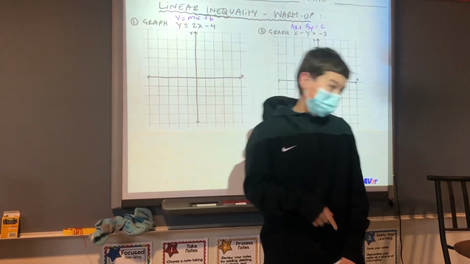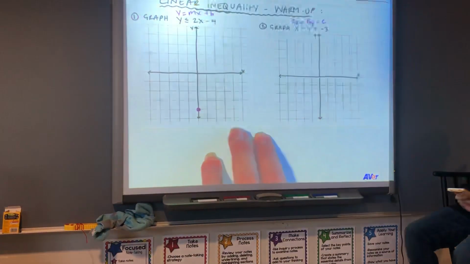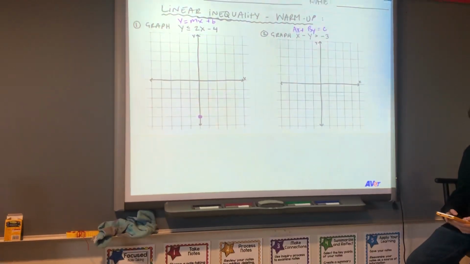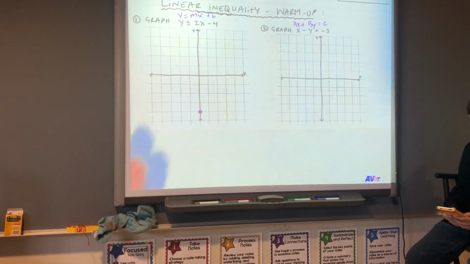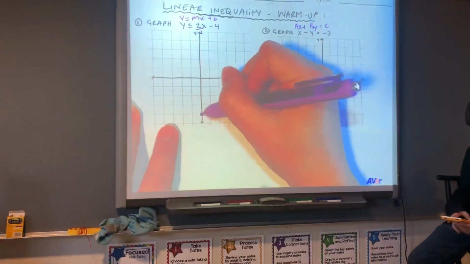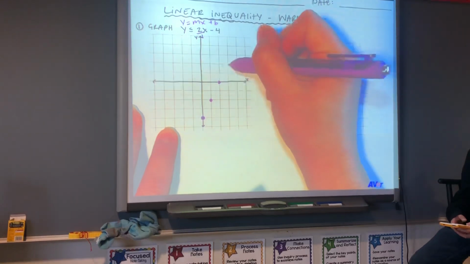Yes. That is the -4 as a y-intercept, so I can put a dot. And then I use my slope to graph. Technically, this is a whole number, so I can say 2 over 1 to make it rise over run. Up 2 over 1, up 2 over 1, up 2 over 1.